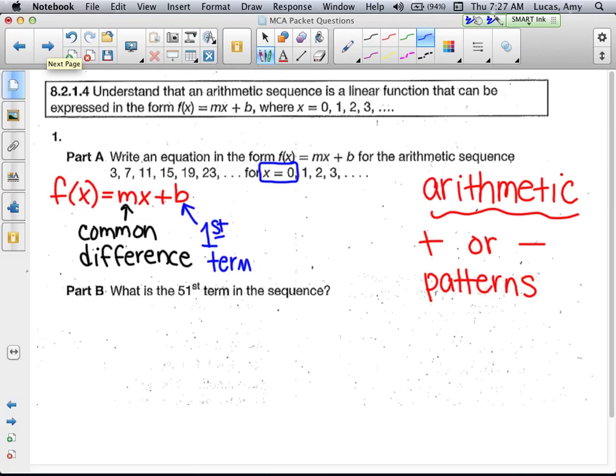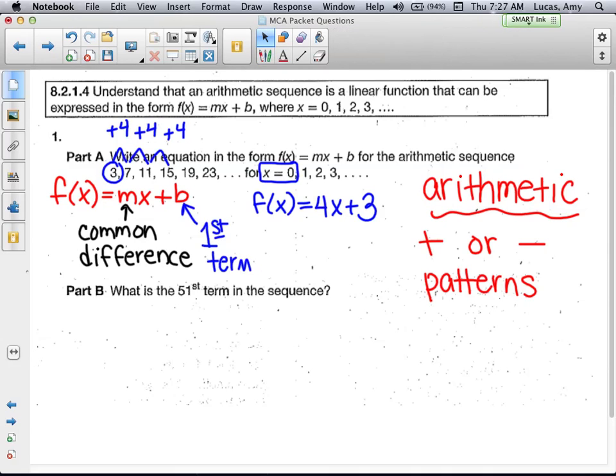So this sequence is going up 4 each time. So my common difference is 4. So f of x equals 4x. And then plus, the first term is 3, so plus 3. That would be my solution. F of x equals 4x plus 3. That equation represents the sequence of numbers for x equals 0, 1, 2, 3, and so on.